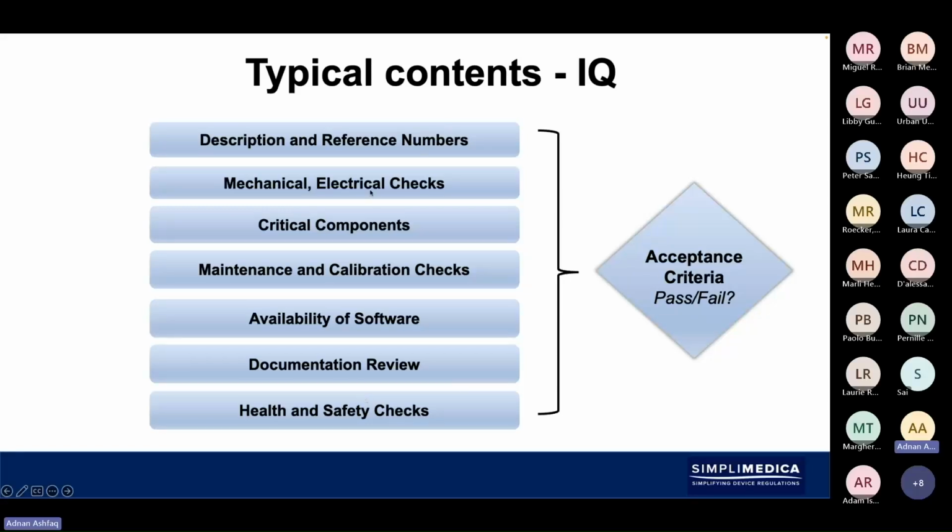So there's a requirement for that as well. You might also have water, maintenance and calibration checks, critical components you've got to check for. Also checking at this point for the availability of software. So is there software that the equipment is using to run the equipment, and if it's automated, then we're going to start looking at principles such as GAMP. Documentation review, manuals, any procedures that you need to have, any other documentation that you need to have, work instructions at this point.